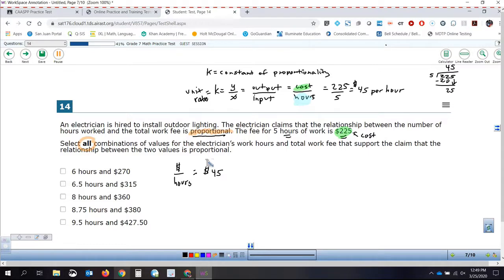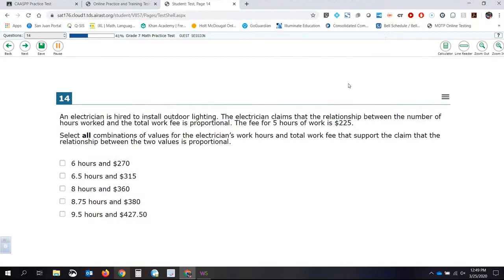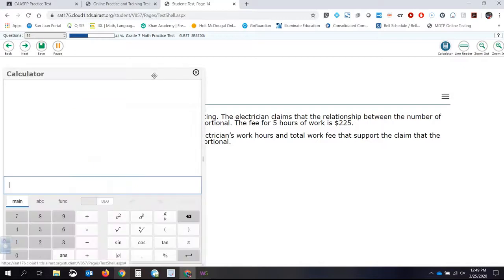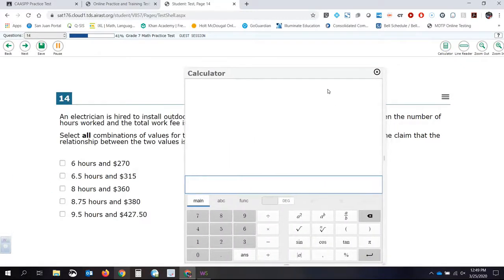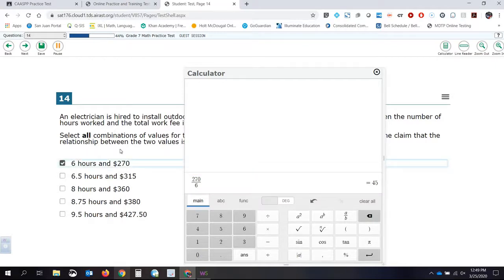So, all right, I am going to go ahead and use the calculator. On the first one, by the way, you can move this calculator around. I'm going to do 270, and I'm going to divide it by 6. And when I do that, I get 45. What was the magic number we were looking for? 45. So I'm going to go ahead and put a yes on that one.